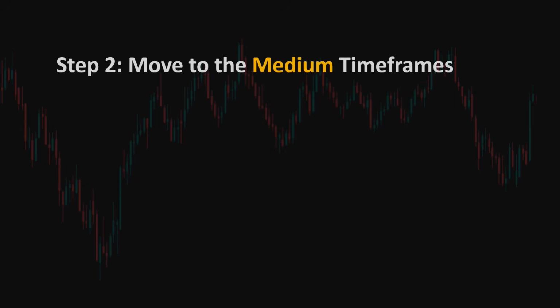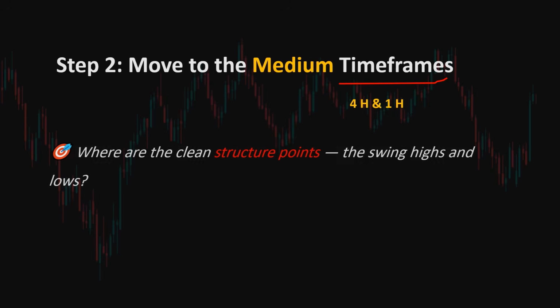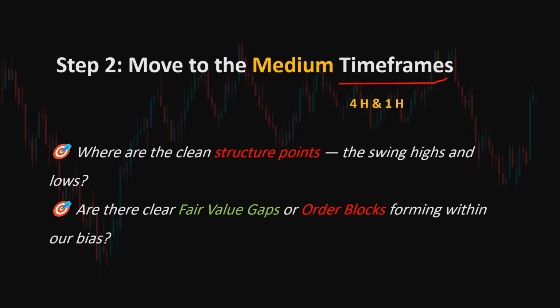Step 2. Move to the medium timeframes. Once we have our high timeframe bias, we drop down to the 4-hour and 1-hour charts. Here, we're looking to refine our analysis. Where are the clean structure points, the swing highs and lows? Are there clear fair value gaps or order blocks forming within our bias? Is liquidity building up that could soon be taken? This is where we start identifying potential trade setups and building the story.